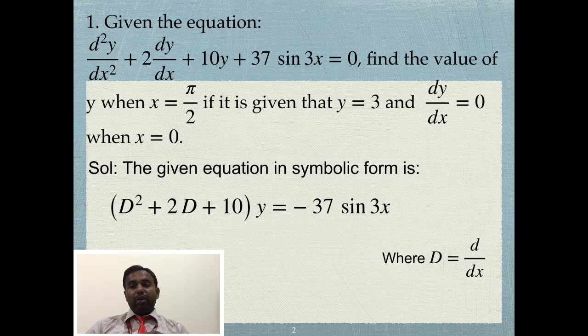One should also observe here that terms containing the dependent variable y are kept on the left hand side and the term containing the independent variable x is kept on the right hand side. Observing the symbolic form, one can make out that this problem is solved by the inverse differential operator of type 2, where phi of x is either cos ax or sin ax.